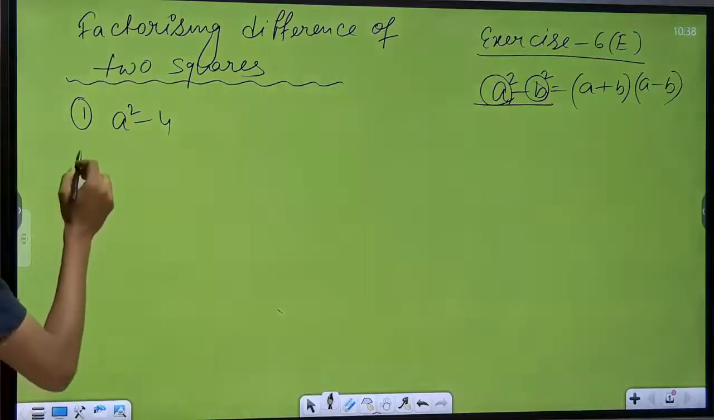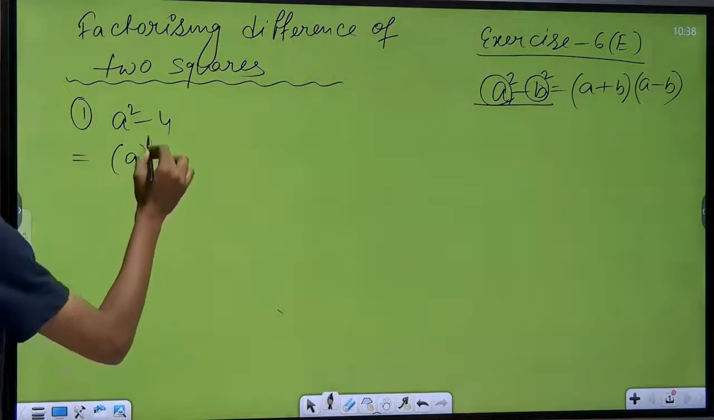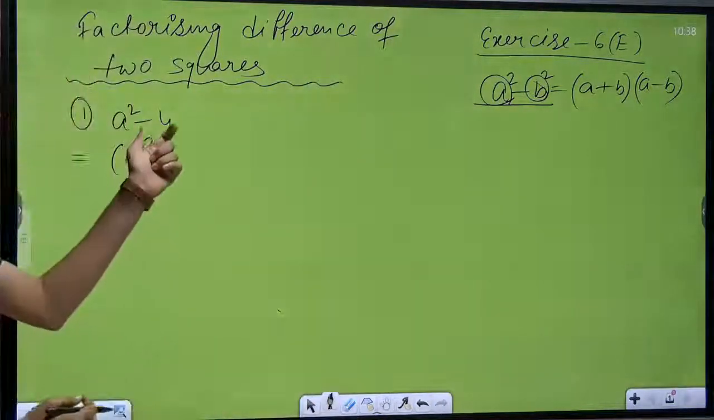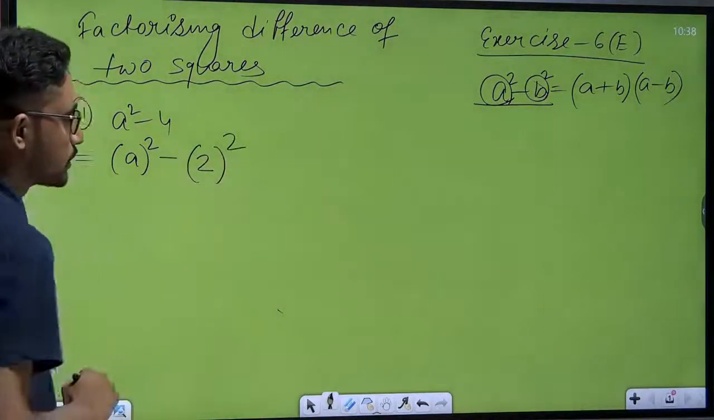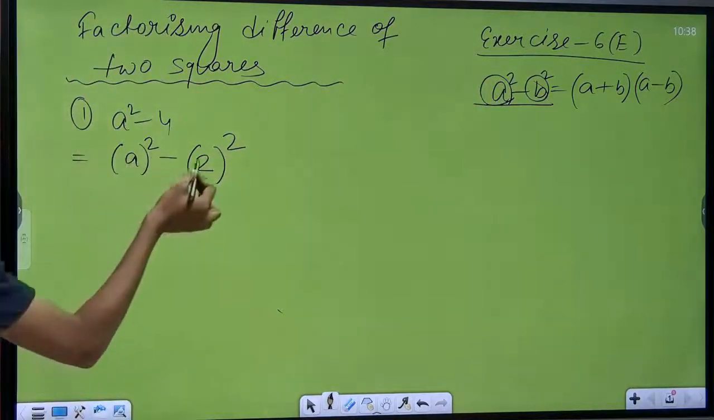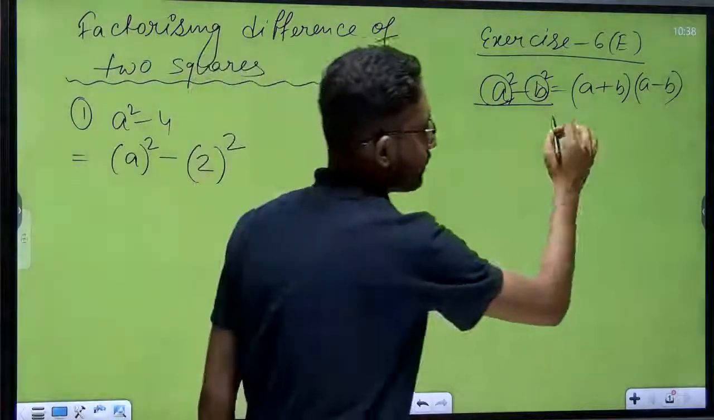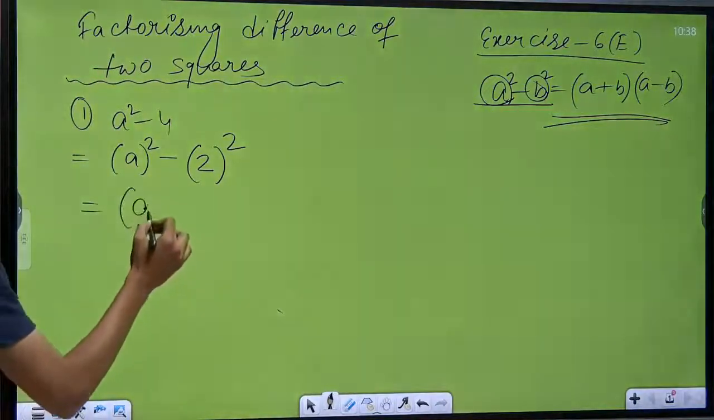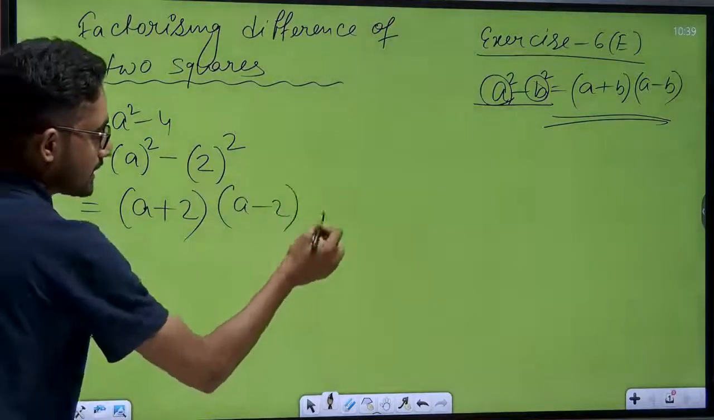First of all, you have to find out what is the value of a in this question. We can say a only. And anyone know what is the square root of 4? Which number squared gives 4? That is 2. Yes, we can say 2 square is 4. So in this question, we can consider a is equal to a only and b is equal to 2. According to the formula, (a plus b) and (a minus b), that means write down here (a plus 2) and (a minus 2), correct?